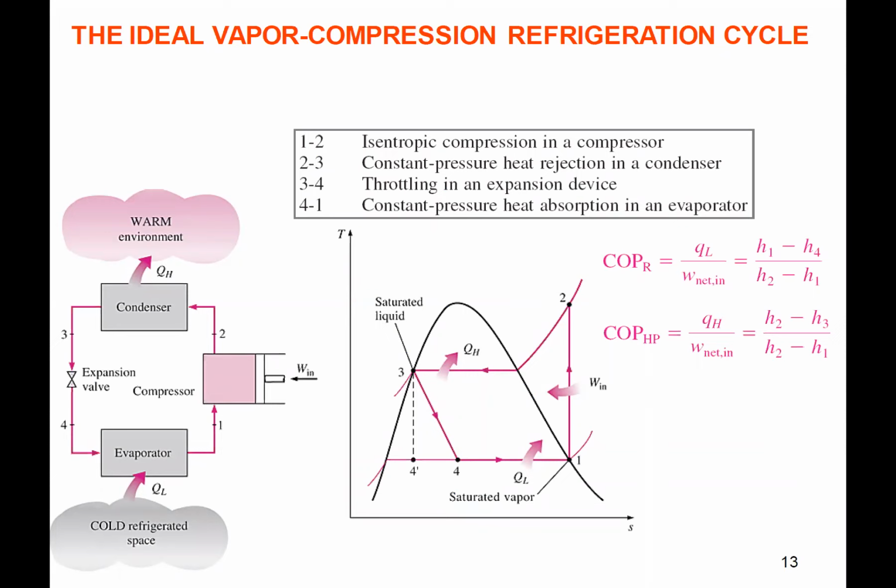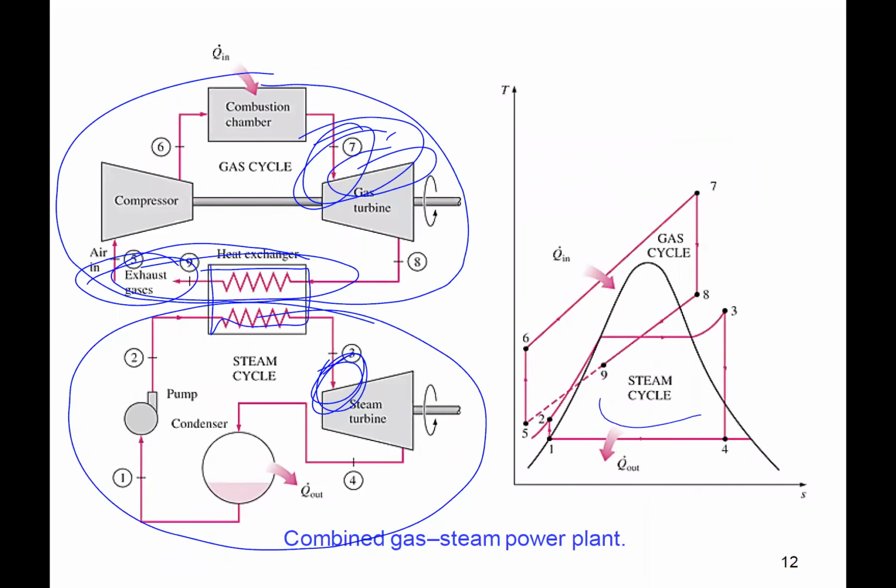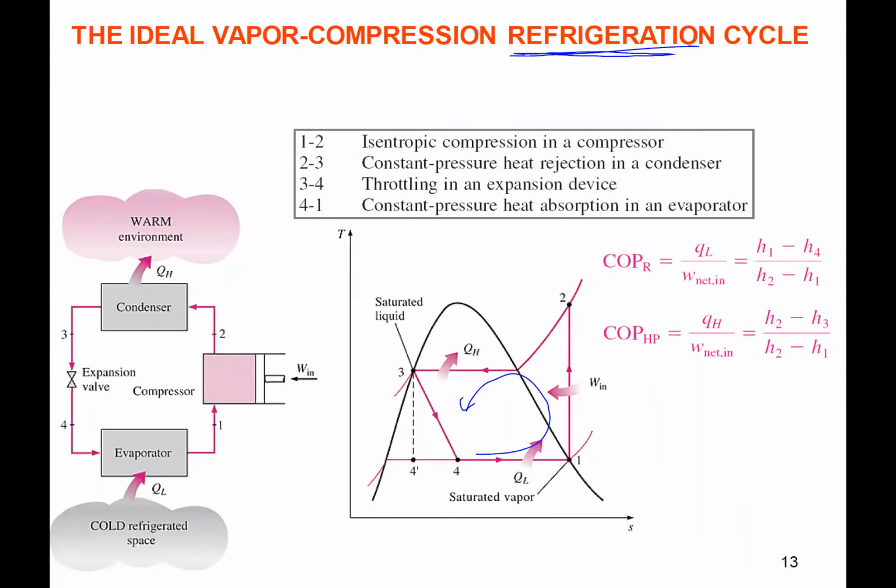We're switching now to the refrigeration cycle, okay? In this case, all these diagrams are going counterclockwise, right? Because we're putting in a net amount of work. Everything in these heat engines goes clockwise because we're getting a net work out. So now we're going counterclockwise, okay?